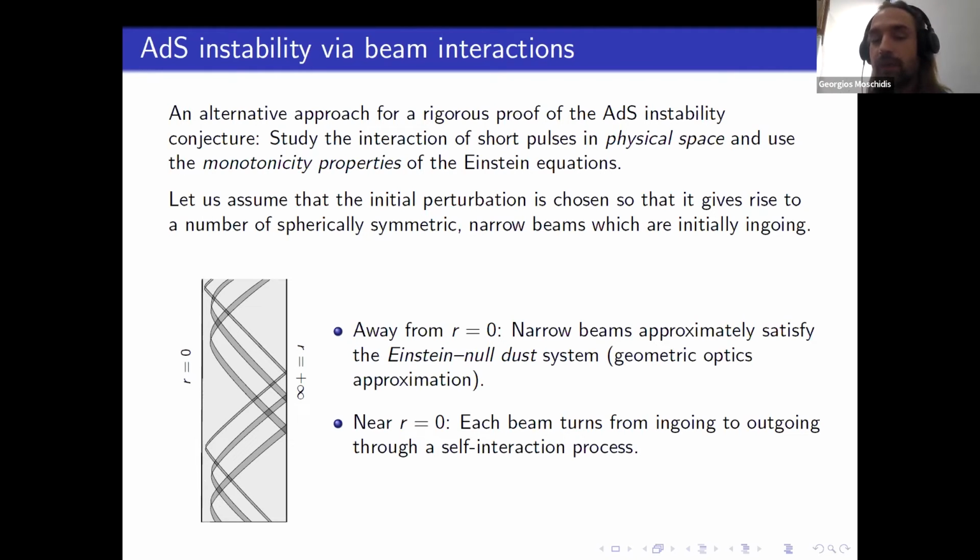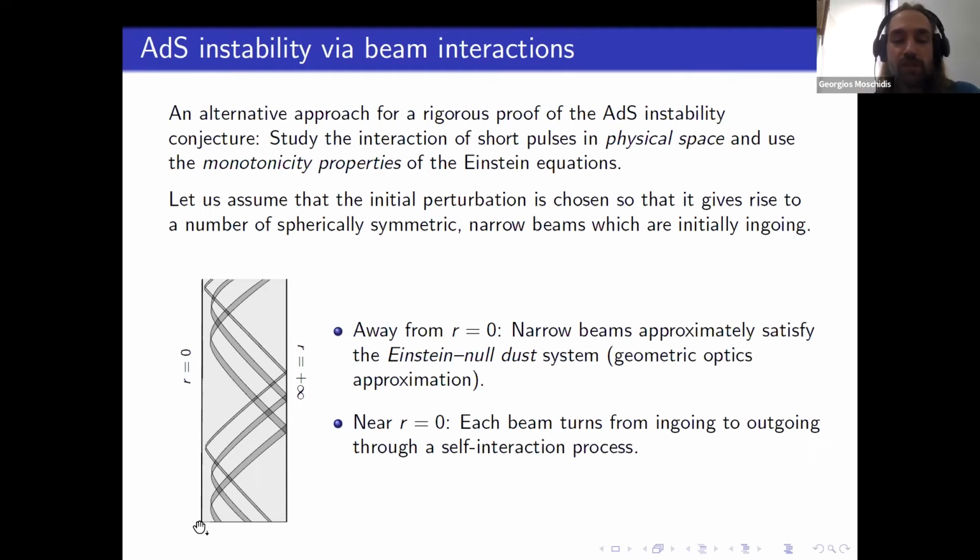Now, these beams are going to be very narrow. This will mean that away from the center, away from r equals 0, by the geometric optics approximation, the Einstein-scalar field system for such short pulses reduces to the Einstein-null dust system. Near r equals 0, of course, one has to do something else because the geometric optics approximation breaks down, but we're going to look at that a bit later.